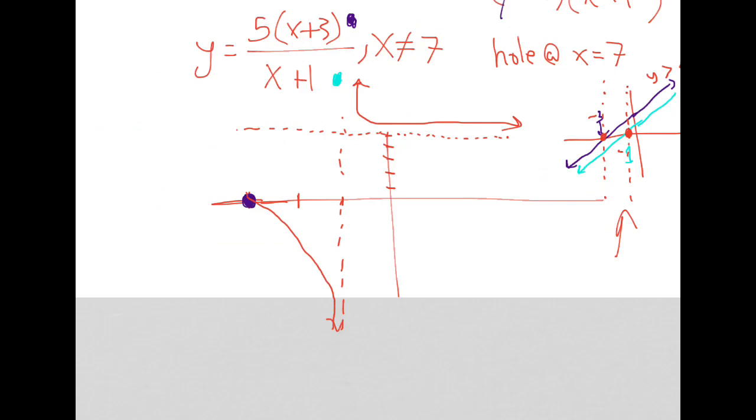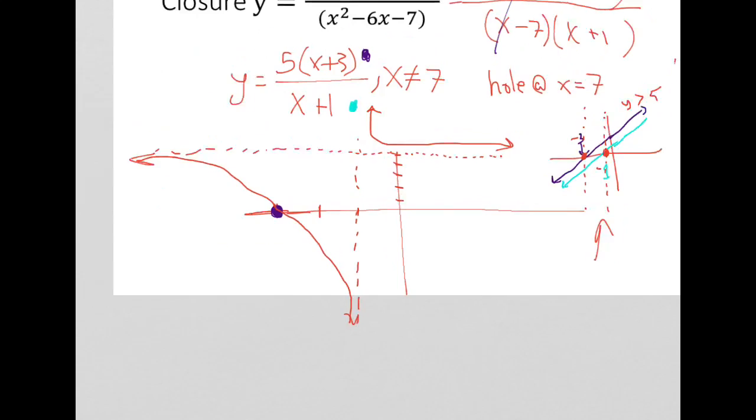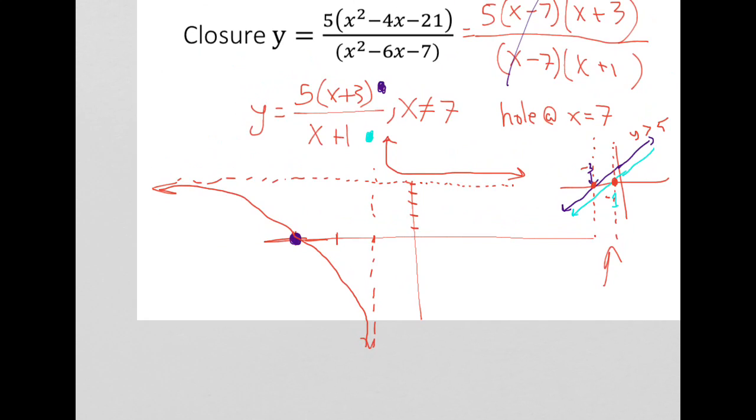And then finally, I know that in this area right here, I am going to be positive and less than 5. So I'm going to come up here, and I'm going to try to approach that asymptote like that. And that is what my graph looks like. It doesn't look perfect because it's hard to draw on this thing, but that's what it is generally. So we have holes, we have vertical asymptotes, we have horizontal asymptotes, and we have zeros.